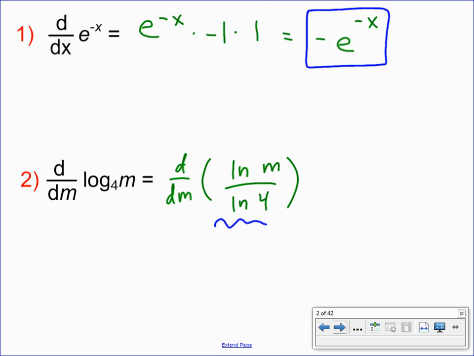The derivative of the natural log of a function is 1 over the function. It looks like we have a constant multiplier here. That ln of 4 on bottom is simply a constant. The constant is 1 over ln 4. So I'll go ahead and do the derivative of a constant times the function is the constant times the derivative of the function. And the derivative of natural log of m is 1 over m. That's pretty sweet. And so my final answer is 1 over m ln 4.